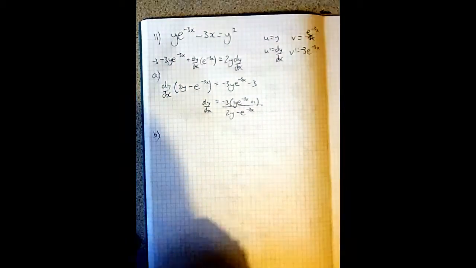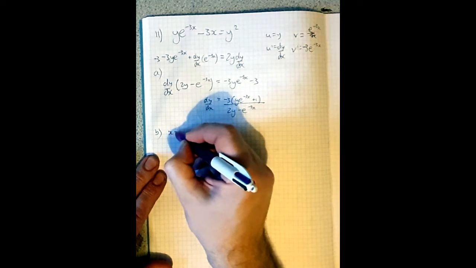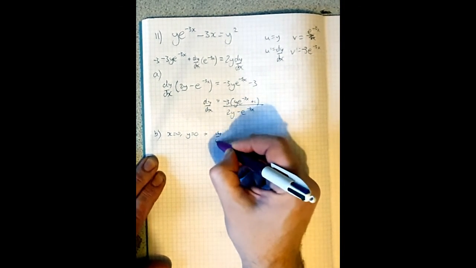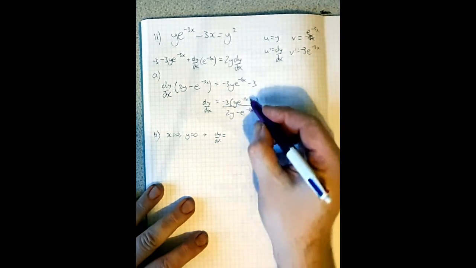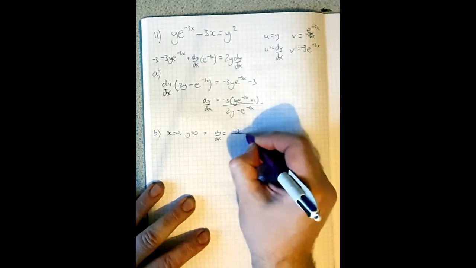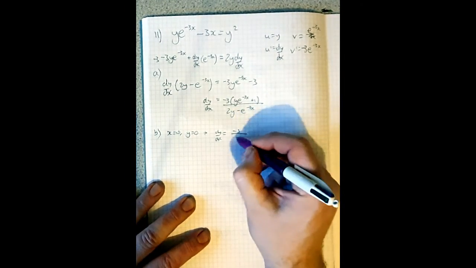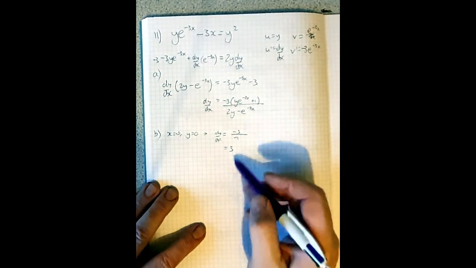And B, show the equation of the tangent C at the origin O. So the origin O, x equals 0, y equals 0. dy/dx, sub 0 into this. I get minus 3 times 0 plus 1 over 0 minus 1. So my gradient is 3.